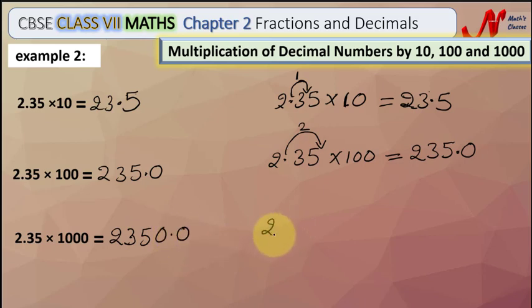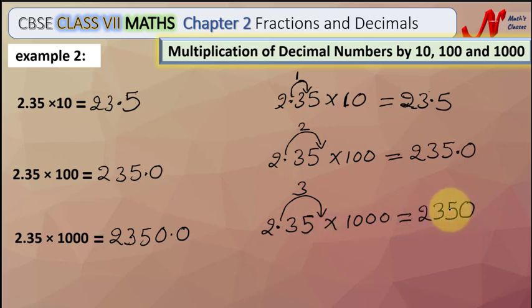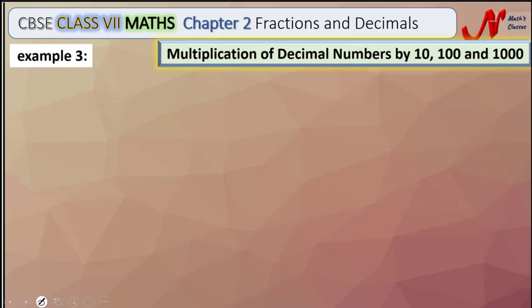Next example, we multiply 2.35 with 1000, so it can be written as 2350.0, because when multiplying 2.35 with 1000, here we have 3 zeros, so we shift the decimal point 3 places to the right. Here we do not have sufficient digits, so we take one more 0, so we get 2350.0. Now we consider another example about multiplication of decimal numbers by 10, 100 and 1000.